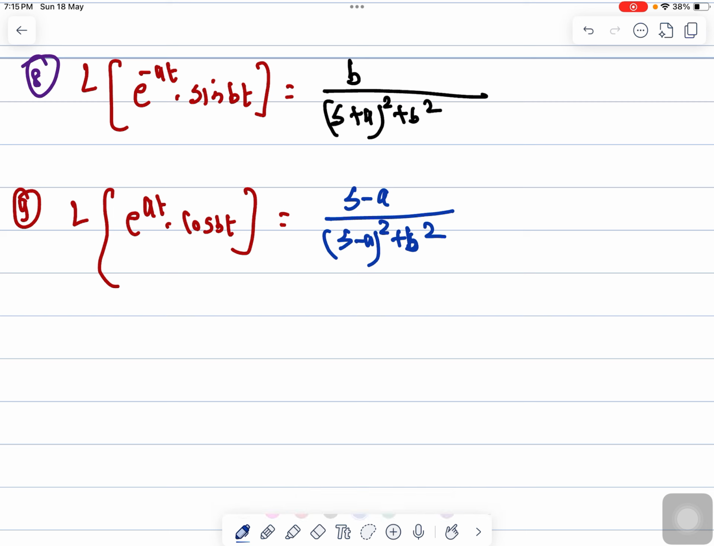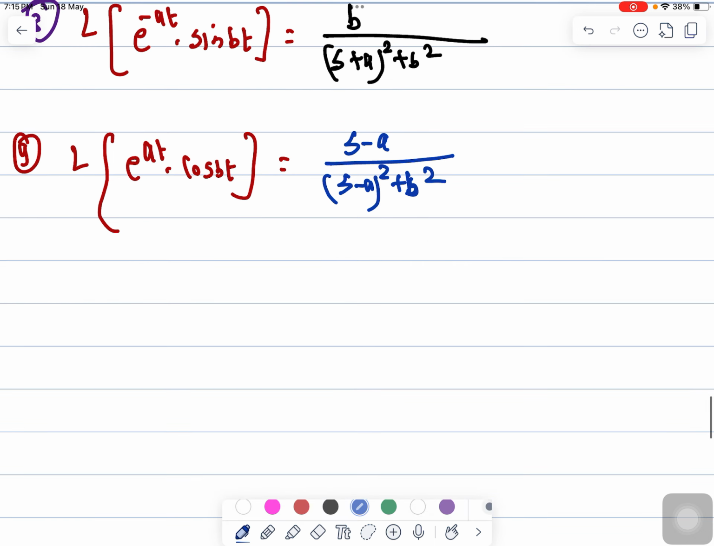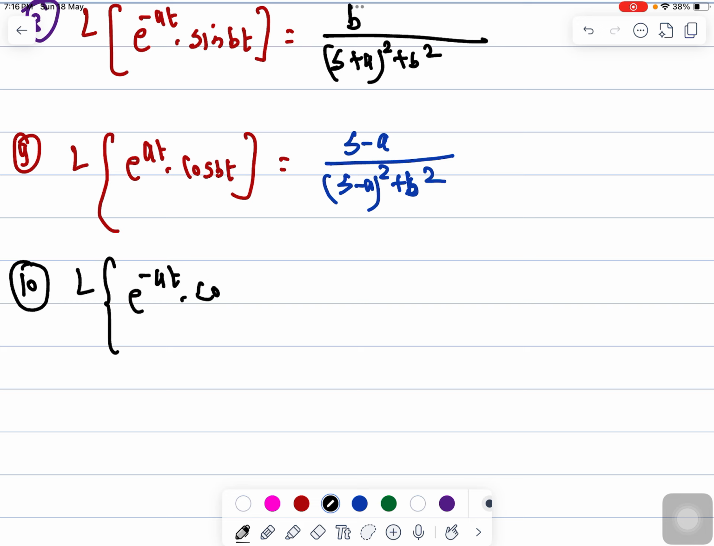Is that clear? And again, similarly, if you want to write formula 10, Laplace transform of e to the power minus at and obviously cos bt, that can be written as s plus a divided by s plus a whole square plus b square. So these are some very important formulas.